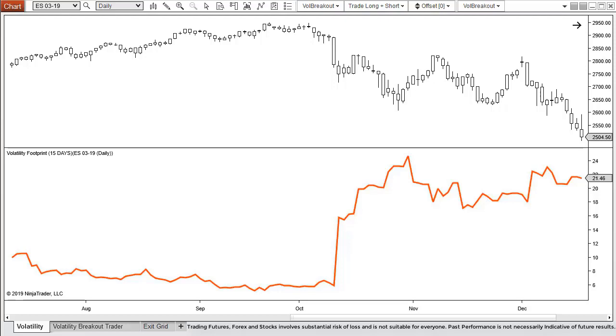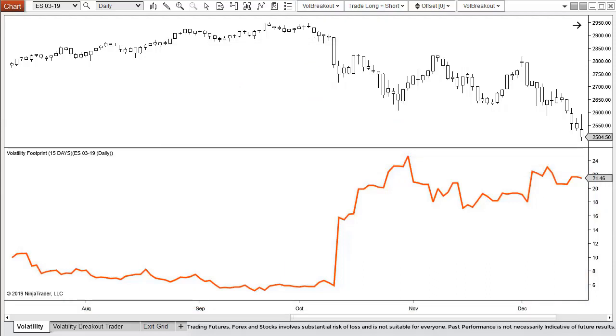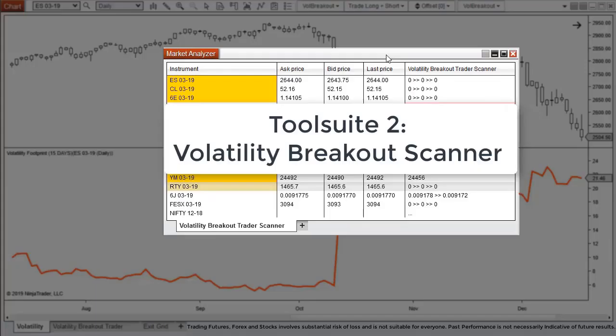First, we're looking at the Volatility Footprint in the ES chart below to see if the market is in those medium to high volatility zones we want to take those trades in. Now we can scan through multiple markets very quick. As you can see here, this confirms we're in a medium to high volatility environment, so we're safe to trade any instrument we want. Next, we have the Volatility Breakout Scanner.